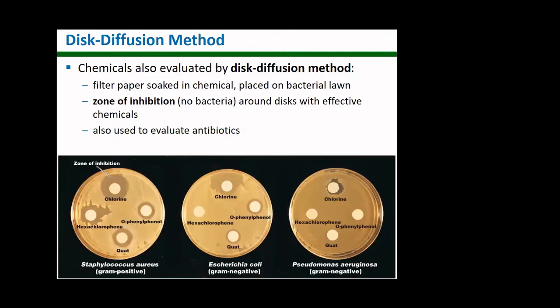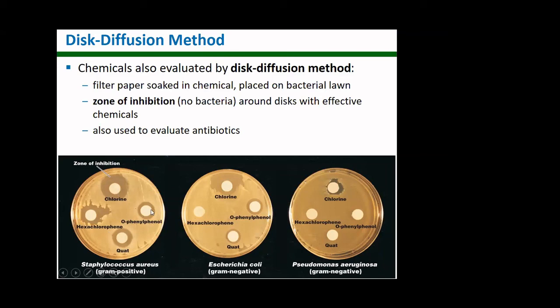It's called the disc diffusion method. And that is when you take a plate and you put bacteria all over the plate. And then you take these little circles of paper that are soaked in different disinfectants and you plop them on the plate and you let the bacteria grow. And the bacteria will grow wherever it can, but it won't grow in the presence of different disinfectants that are effective at killing it.